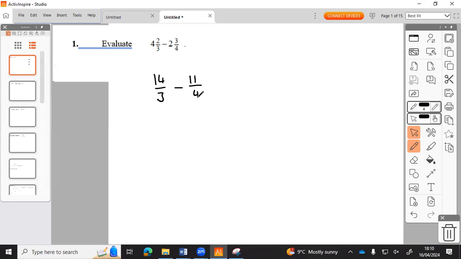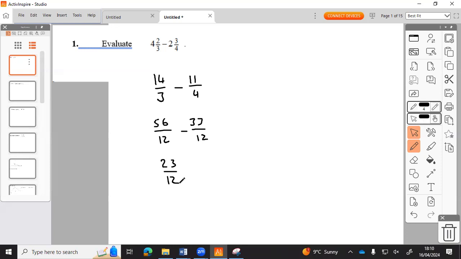Okay, then we need to make the denominator the same. So we sort of cross multiply, the Cat-Smile technique. So 4 times 14 is 56 over 12 minus 3 times 11 is 33 over 12. Everyone comfortable sort of making that denominator the same? And then it's a case of just bringing them together. So now the denominator is the same, we can just take away. Okay, so 56 minus 33 is going to give us 23 over 12.